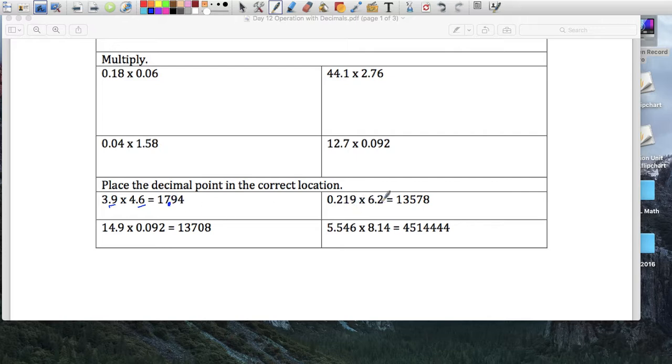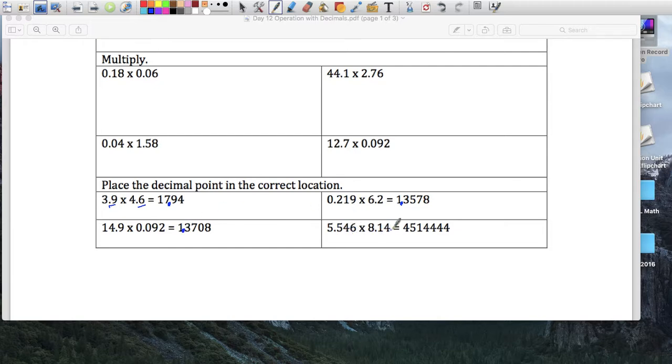1, 2, 3 decimal places. 1 decimal place here. So 3 plus 1 is 4 decimal places, right? So I need my answer to have 1, 2, 3, 4 right here. 1, 2, 3, 4 again. 4 decimal places would be right here.